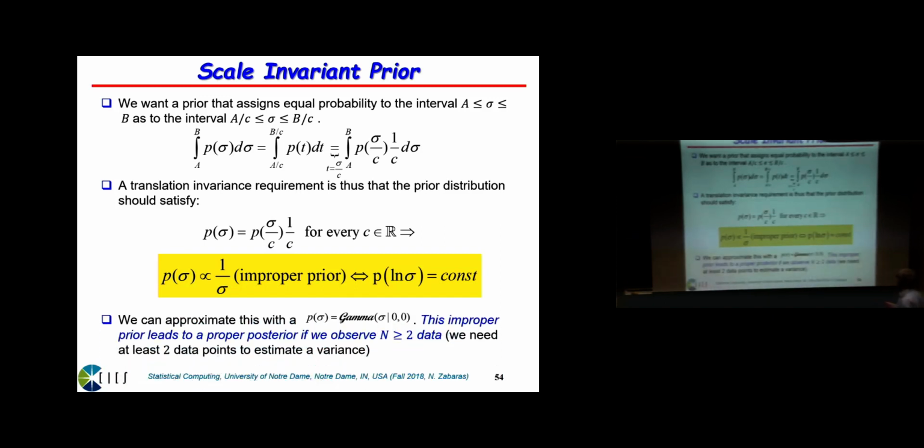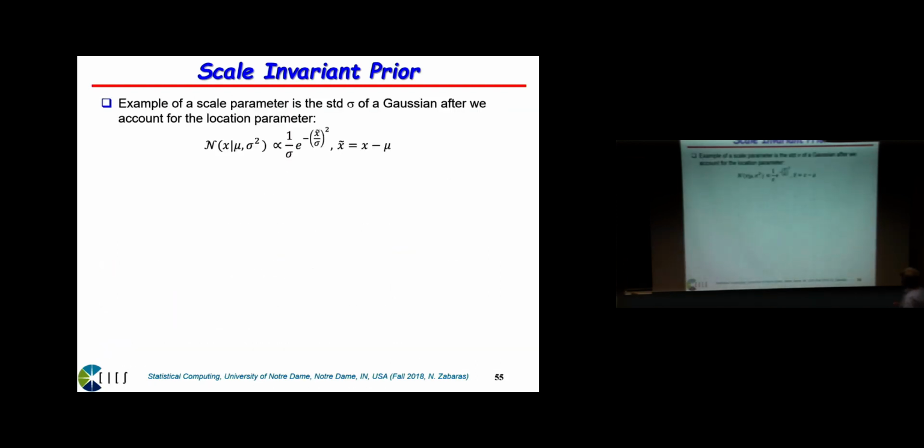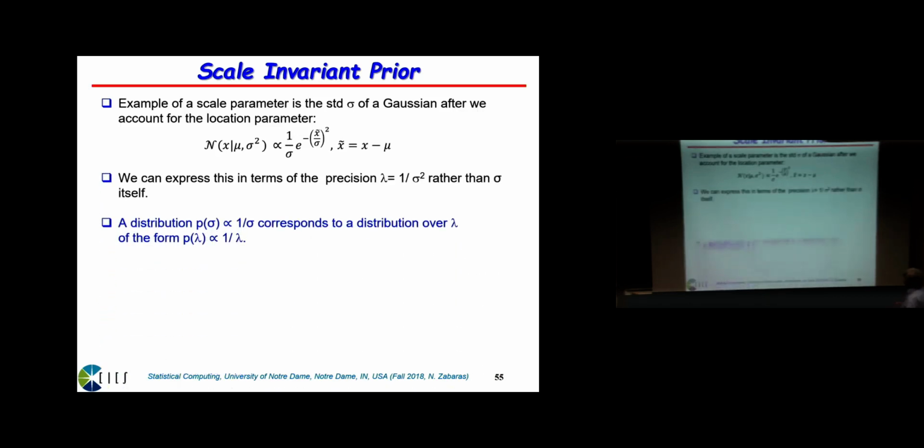A way to implement this in practice, because we use the gamma distribution, is to take the gamma distribution with parameters 0 and 0. As I mentioned, this is improper, but if you have a minimum of 2 data points, the posterior will be proper, so you can normalize it. This is the example again: you can see the scale invariance with sigma, translation invariance with mu.